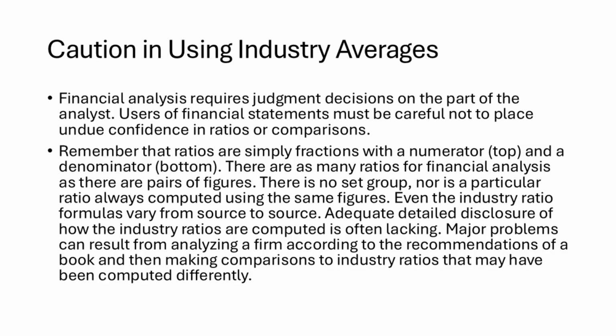Remember that ratios are simply fractions with a numerator, top, and a denominator, bottom. There are as many ratios for financial analysis as there are pairs of figures. There is no set group, nor is a particular ratio always computed using the same figures. Even the industry ratio formulas vary from source to source. Adequate detailed disclosure of how the industry ratios are computed is often lacking. Major problems can result from analyzing a firm according to the recommendations of a book and then making comparisons to industry ratios that may have been computed differently.